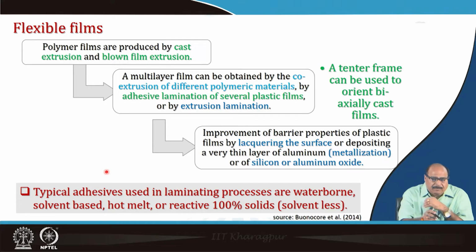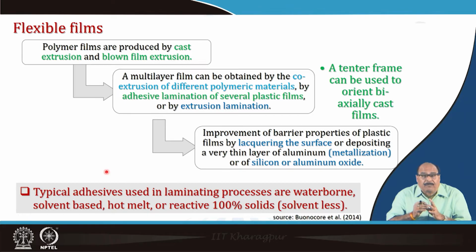Then, flexible polymer films are produced by cast extrusion and blown film extrusion. A multi-layer film can be obtained by the co-extrusion of different polymeric materials, by adhesive lamination of several plastic films, or by extrusion lamination. A tenter frame can be used to orient cast films biaxially.